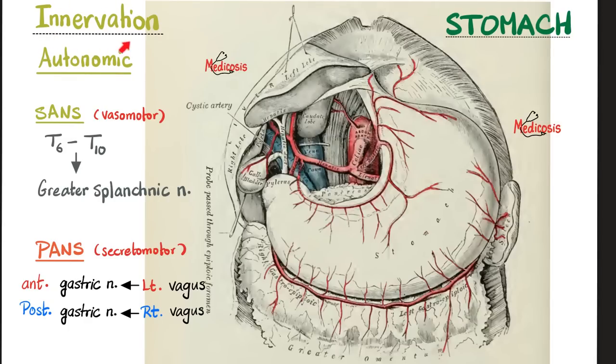Let's do it again. The innervation of the stomach is by autonomic nerve fibers. We have sympathetic and we have parasympathetic. Sympathetic comes from T6 to T10 via the greater splanchnic nerve. These are prevertebral or collateral ganglia in the vicinity of the celiac trunk. As for the parasympathetic autonomic supply of the stomach, it's by the vagus nerve. Oh, by the way, the left vagus became the anterior gastric nerve and the right vagus became the posterior gastric nerve.